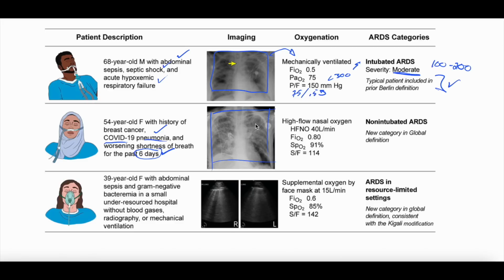Before we were not able to use high-flow nasal cannula to diagnose ARDS. But now you can. But they have to be on more than 30 liters per minute of flow. Is this patient? Yep, they're on 40 liters per minute. So we say, okay, we can use this. So what is our P-to-F ratio?